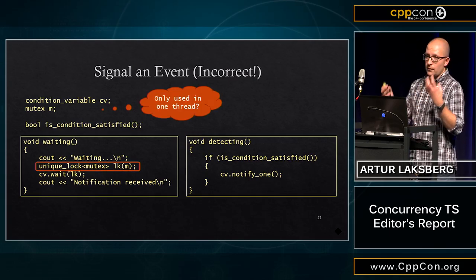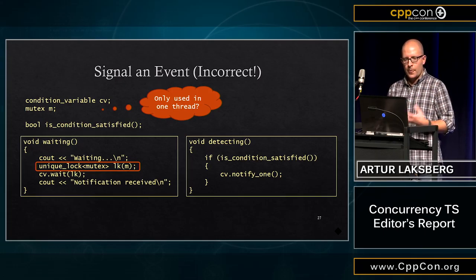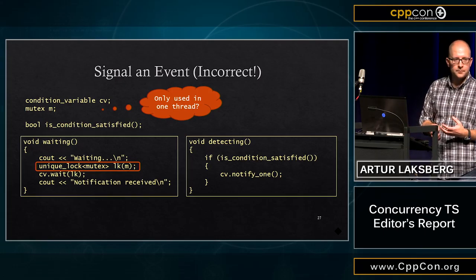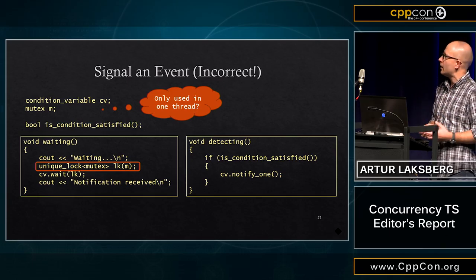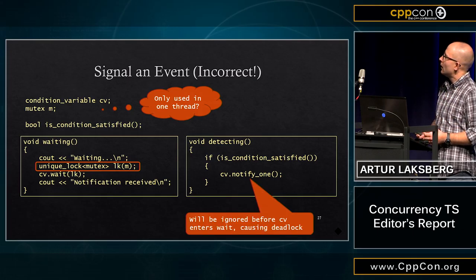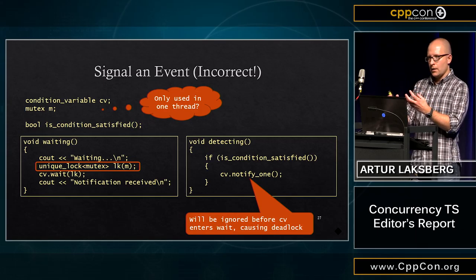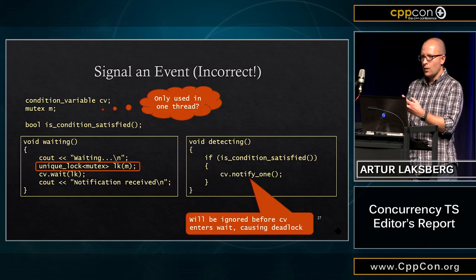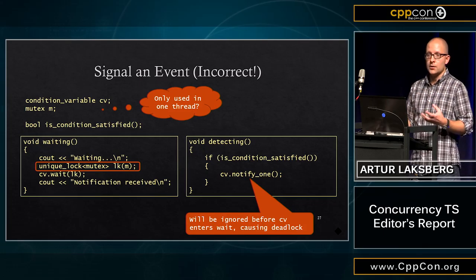First of all, of course, the big red flag that should pop up in your head when you see this is, what's up with this mutex? What is the shared state that this mutex is supposed to protect, right? Obviously, that's definitely a bad smell. The second is more subtle. It so happens that if you notify the condition variable before it enters the wait, that notification is ignored.